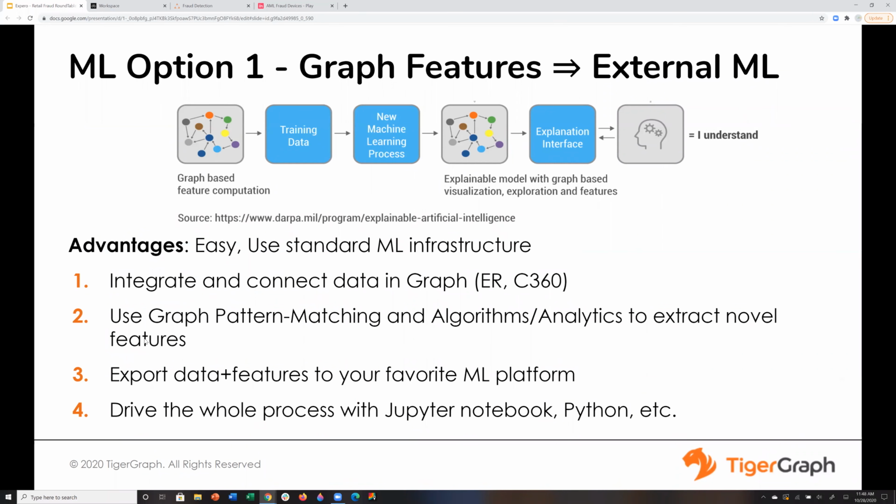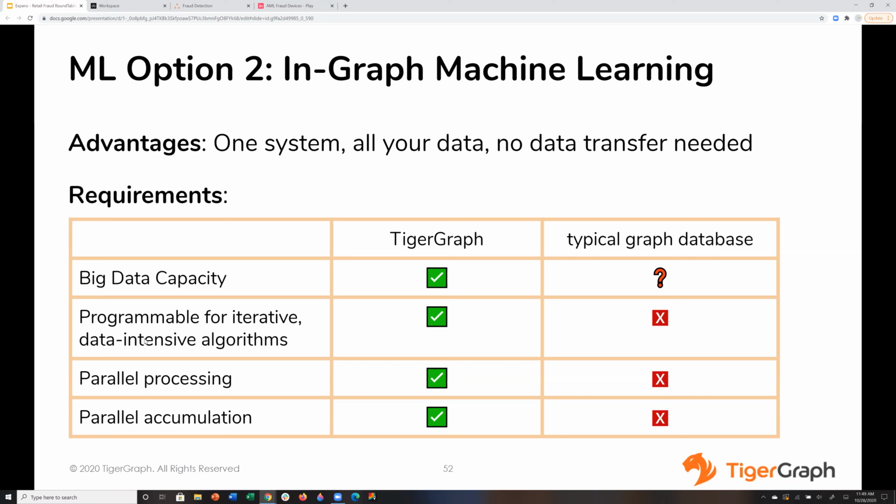On the next slide, I talk about the in-graph approach. I don't have a picture because it's actually pretty straightforward. You have your graph, you extract some features, and they decorate the data. They enrich the data that you have in the graph. And then you just run the machine learning right there. And the advantage is you only have one system. All the data is available to you, so you don't have to select which data you will use. You just have all of it at your disposal. And you don't have to set up a pipeline to export and import and to deal with that delay.